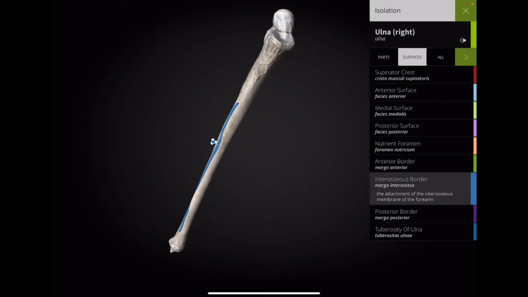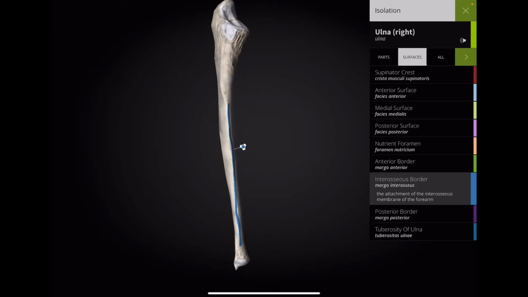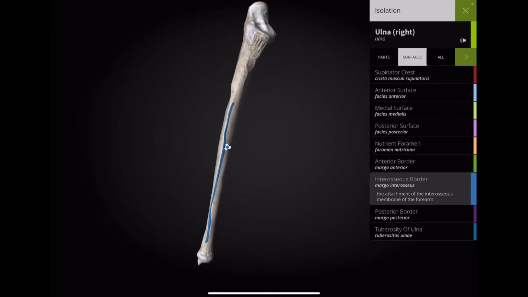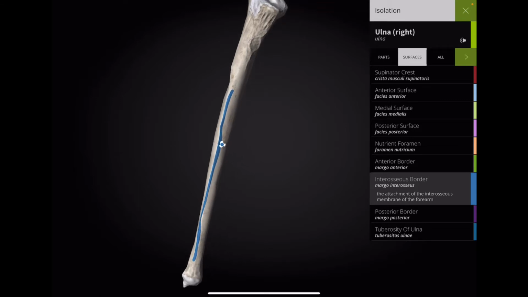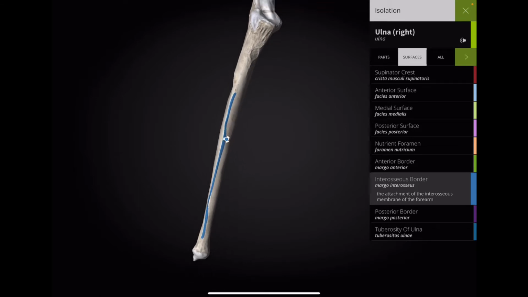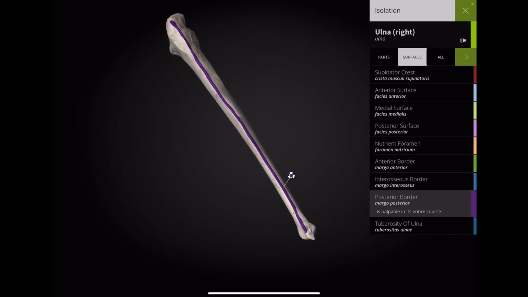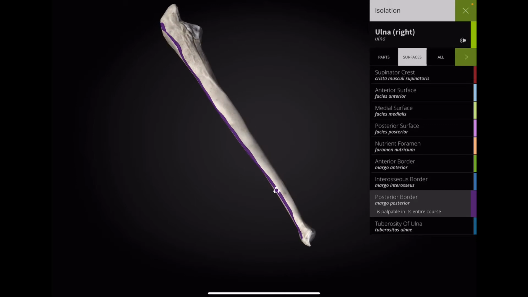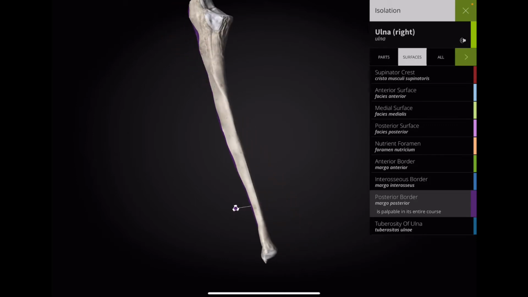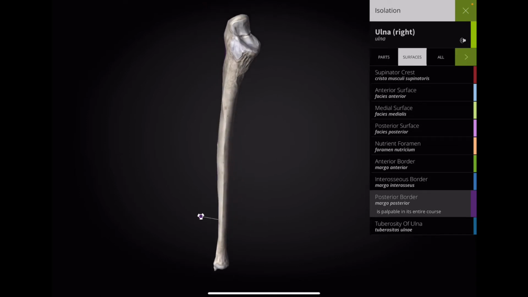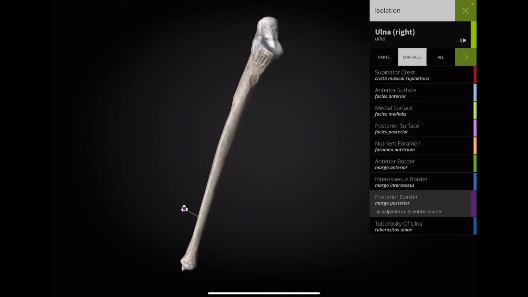On the lateral aspect, you find the interosseous border, which is basically the place of attachment for the interosseous membrane that you find around the forearm. And then posteriorly, you find the posterior border, and this is basically palpable throughout its entire course. It's a subcutaneous structure, so you can feel it on your forearm as well. So that would be all in terms of surfaces and borders.